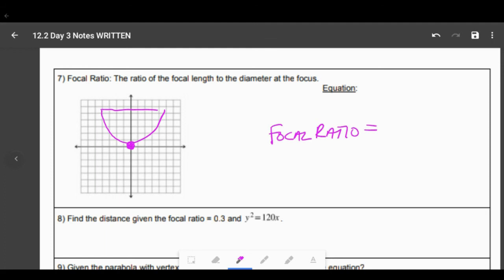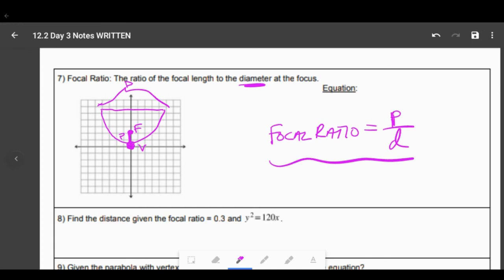From here to there would be the D value, the distance between there, the diameter. That's the diameter that's there. Then obviously you have a focus that's right here, and from here to here is your P value. We know the focal ratio is a simple equation. It just takes the P value divided by the diameter.